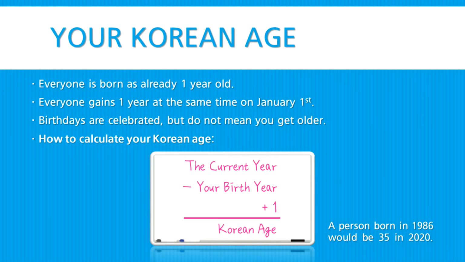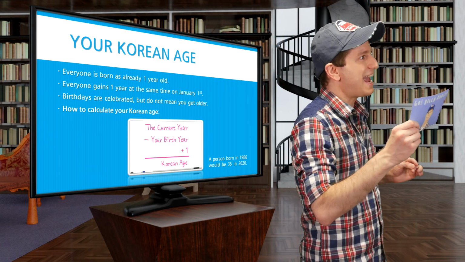In Korea, everyone is born as 1 year old already. From birth, you are 1 year old. Everyone gains 1 year at the same time on January 1st, on the new year. Birthdays in Korea are celebrated, but not celebrated as the day that you get older, simply celebrated as the day that you were born. So here's how to calculate your Korean age.